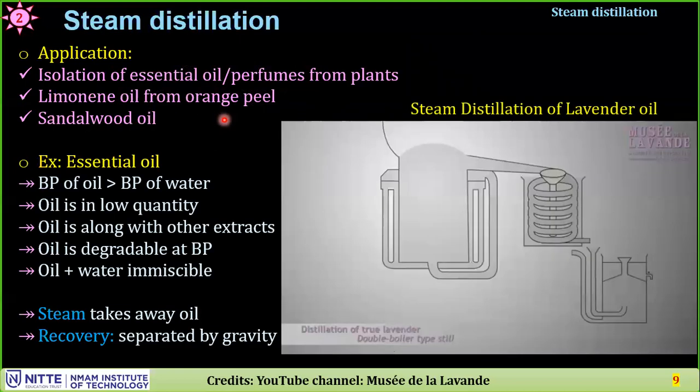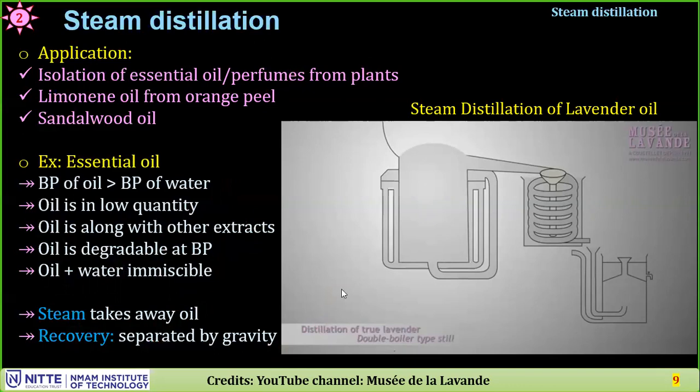Now let us look at one example here. The boiling point of oil is greater than the boiling point of water. Oil is in very low quantity here. This is another advantage for steam distillation. Oil is along with other extract, so plant extract is present. Oil is A, and plant extract is B. You will be adding steam, which is immiscible with the oil. That is how you will be doing the distillation. Steam, whichever you add to the distillation flask, takes away the oil along with it and condenses. In the recovery flask, you separate it by gravity.